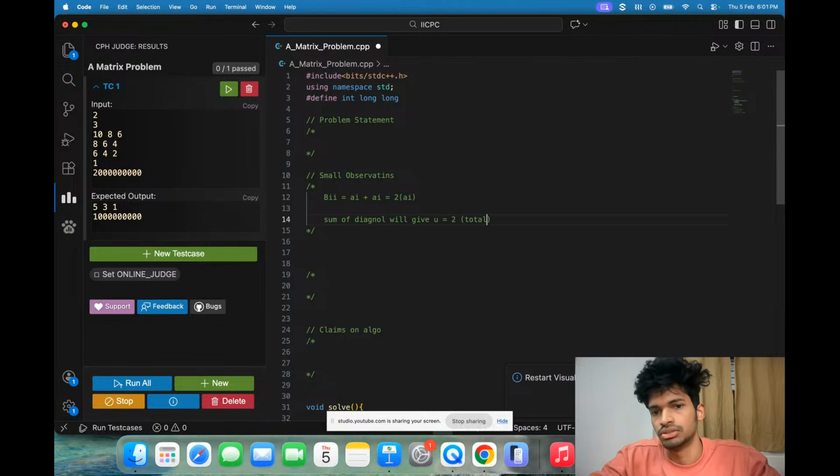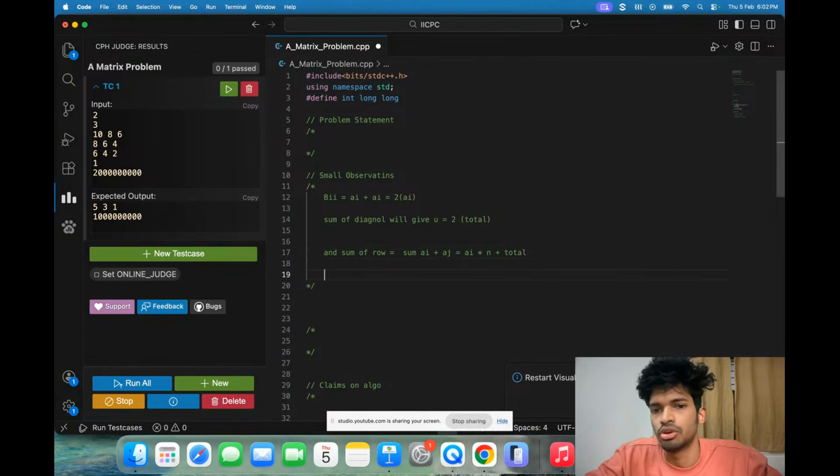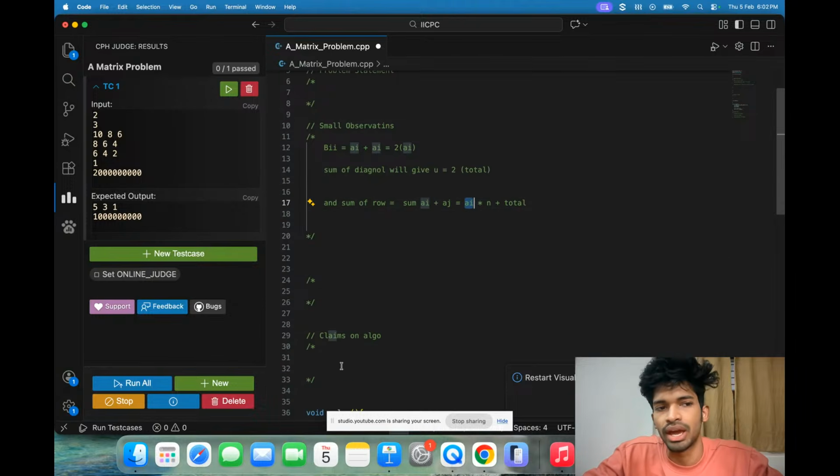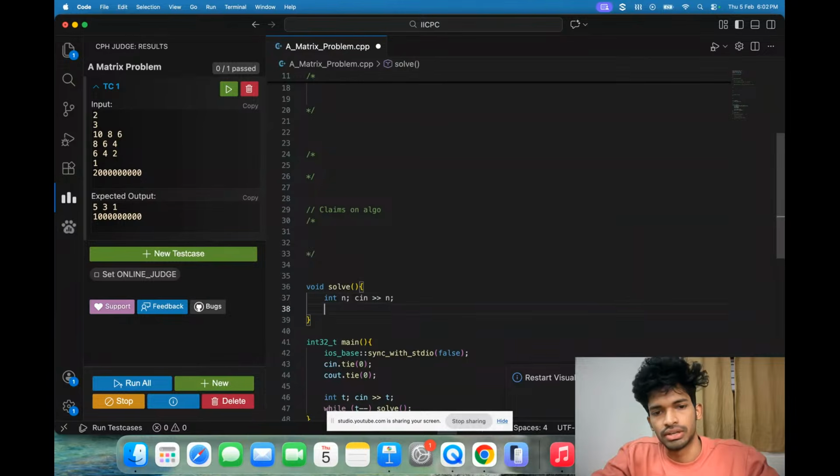So the sum of the diagonal will give you 2 times total, and the sum of a row will give you A_i plus A_j, j equals 1 to n, which is nothing but A_i times n plus total, right? So we will get total by that, and then we subtract total and divide by n, and then we have A_i, and then we'll have our array A. So the problem is done here.